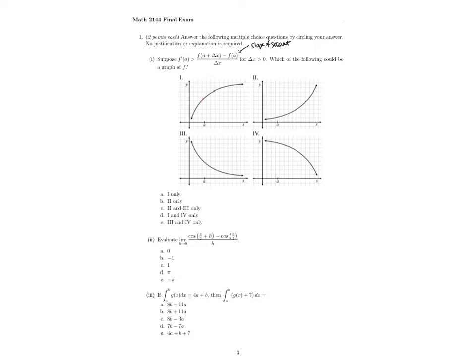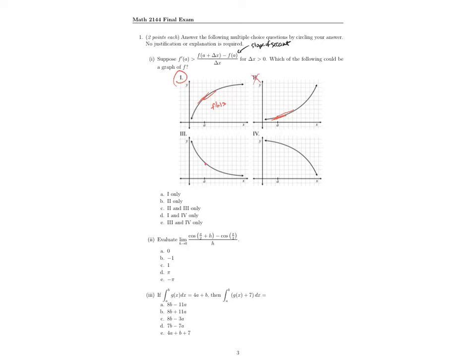So if I look at A here, the slope of the tangent versus the slope of the secant, I can see that the slope of the tangent is greater. So 1 is a possibility. On here, on A, if I look at the slope of the tangent versus the slope of the secant, it looks to me like the slope of the secant is greater, so 2 is out.